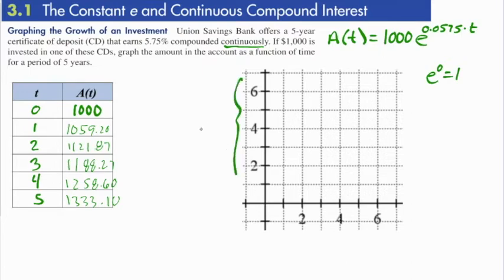So now we're going to take these values and plot them. We're going to say that this is represented in a scale of thousands. So when we are at 0, our investment is at 1,000. When we were at 1, it is at 1,060. When we're at 2, it is at about 1,120. 3 is almost at 1,200. 4, 1,258. 5, 1,333. So we see that this is very much like a straight line, it looks like.